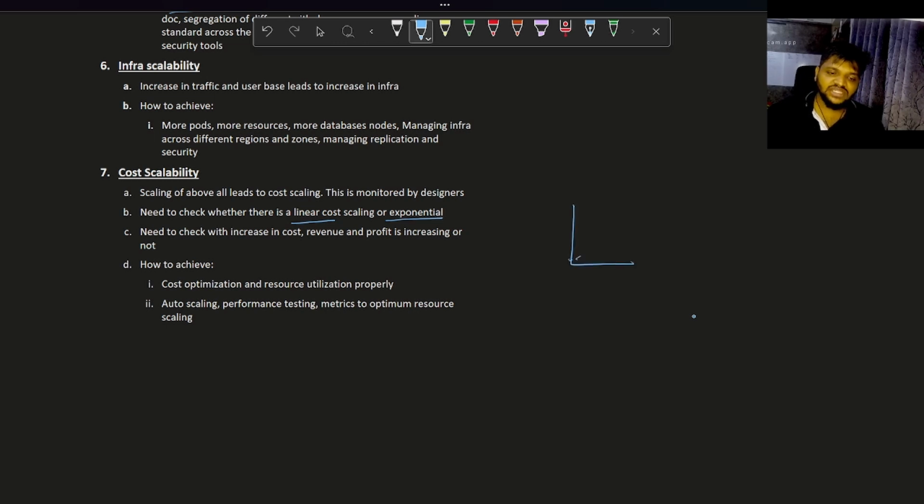This is what I'm saying: a linear increase, and then it is exponentially increasing, and then again dropping, exponentially increasing, and then again dropping, and then again exponentially increasing. So this should not happen. And the second thing is, let's say I'm okay if my cost is increasing, but is every single penny that I'm spending gaining me something in return? Is my revenue increasing, is my profit increasing? This is all very important.